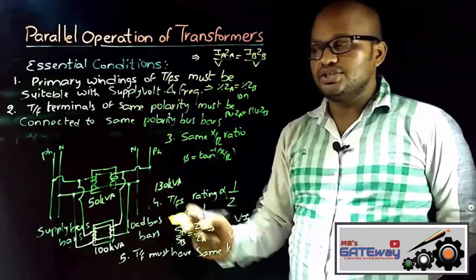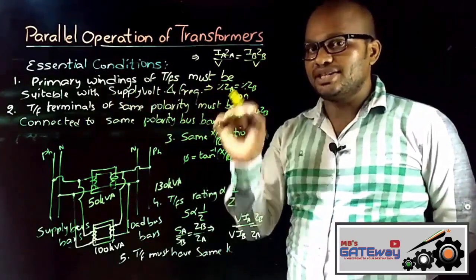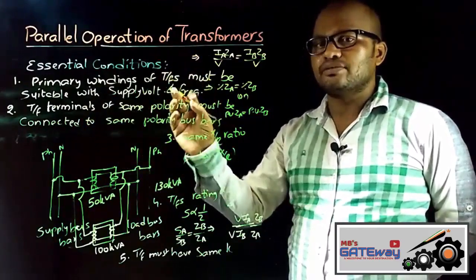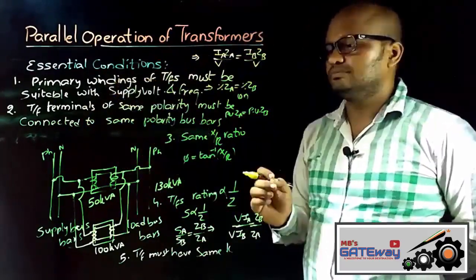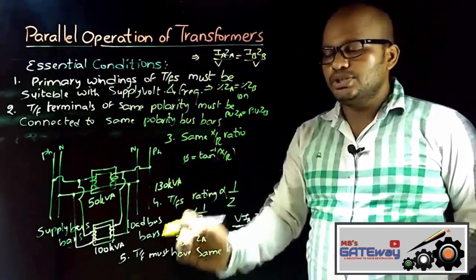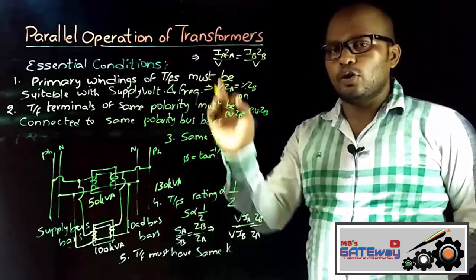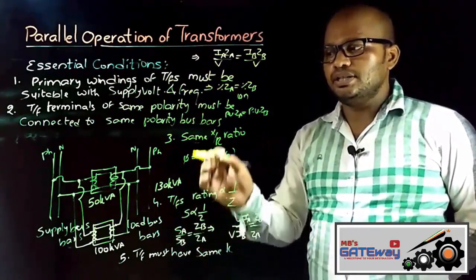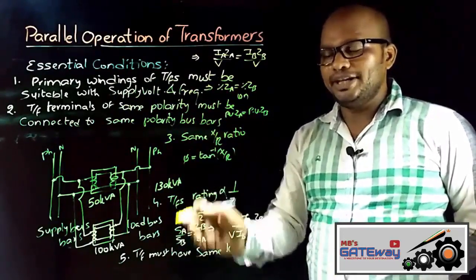And of these conditions, the first two conditions are very essential. If these two conditions are not met, then parallel operation of transformers will not happen. Whereas even if the other three conditions are not met, parallel operation is still possible, but there will be unequal load sharing. That is, there will be inappropriate load sharing.